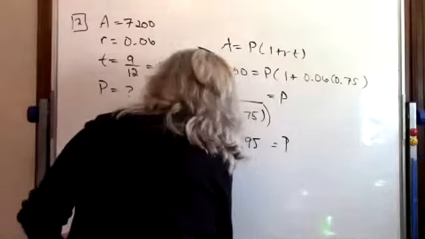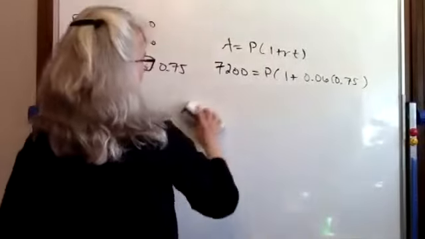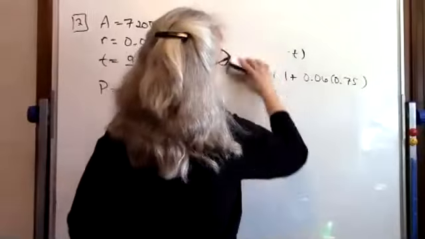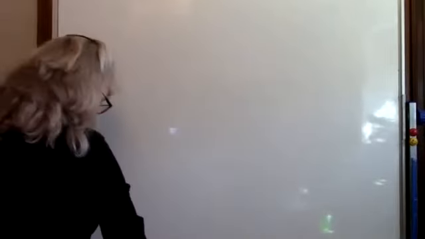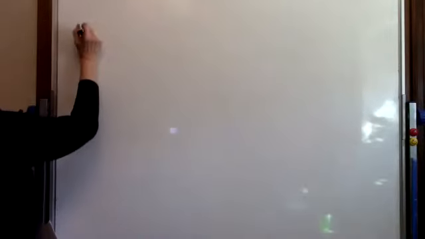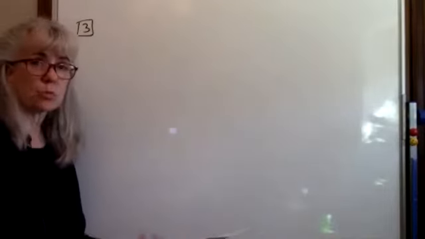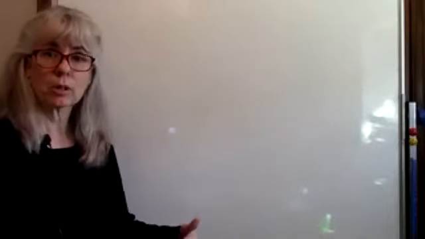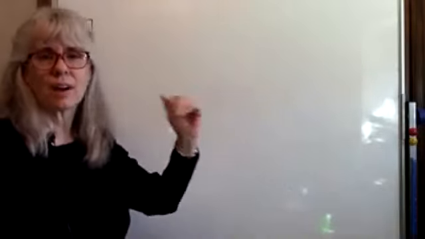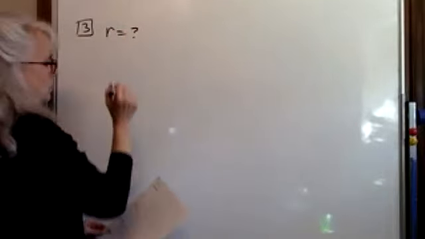One more simple interest problem. This is example 3 on the handout. Example 3 says, determine the simple interest rate at which $1,200 will grow to $1,250 in 8 months. So this time we're looking for the rate. We've been identifying different unknowns, and this time the rate is the unknown. So R is equal to question mark.